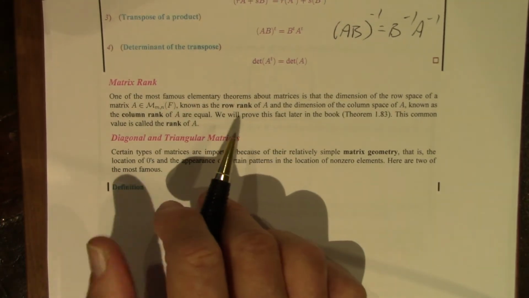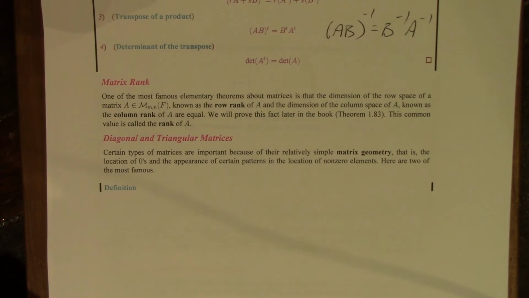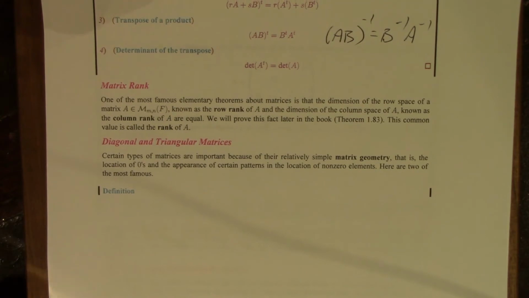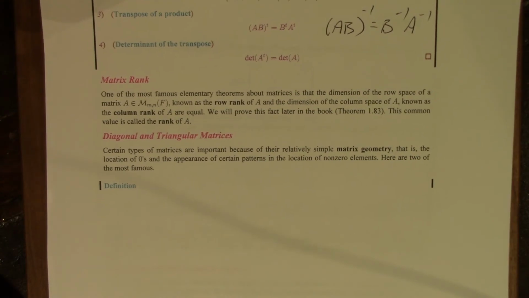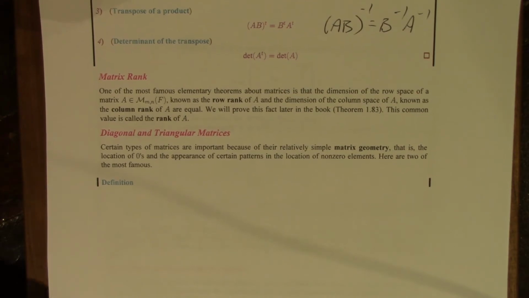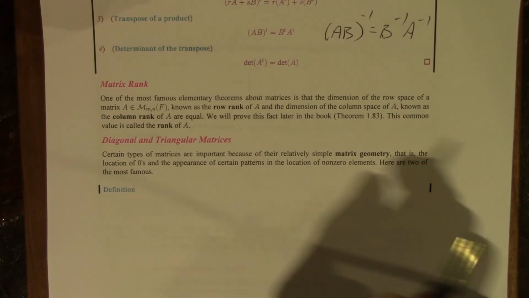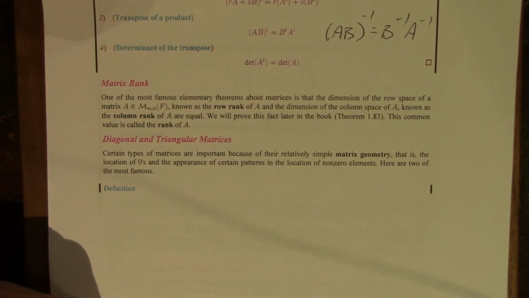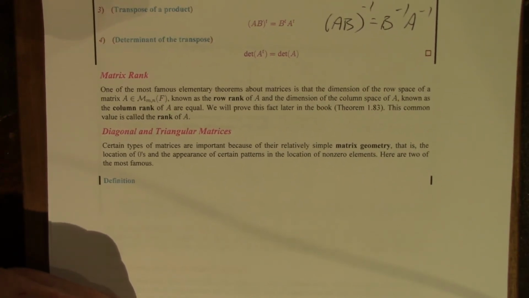Matrix rank. I assume you've had some familiarity with this. The row rank of a matrix is the dimension of the subspace spanned by the rows, and the column rank is the dimension of the column space, which is the subspace spanned by the columns. And one of the most famous theorems in elementary linear algebra is that for any matrix, the two ranks are equal, the row rank and the column rank.